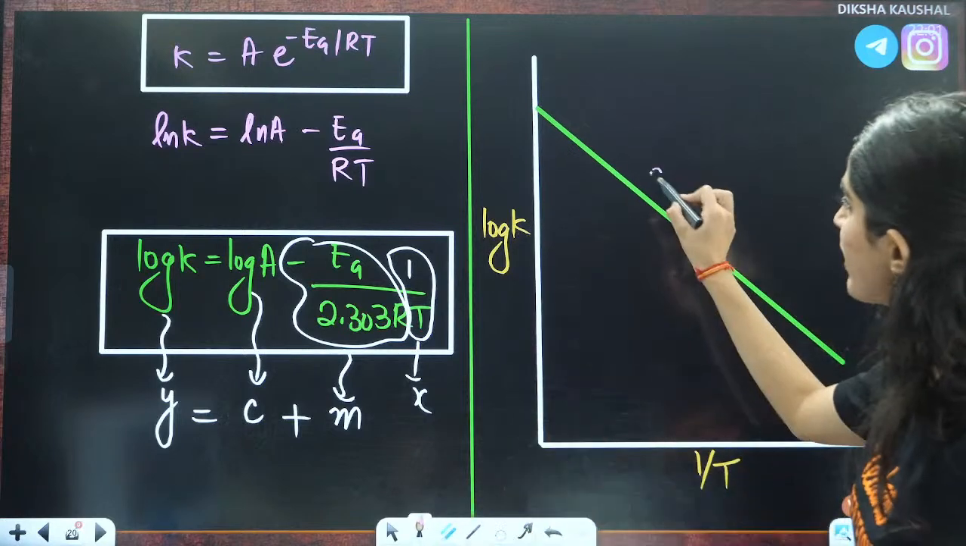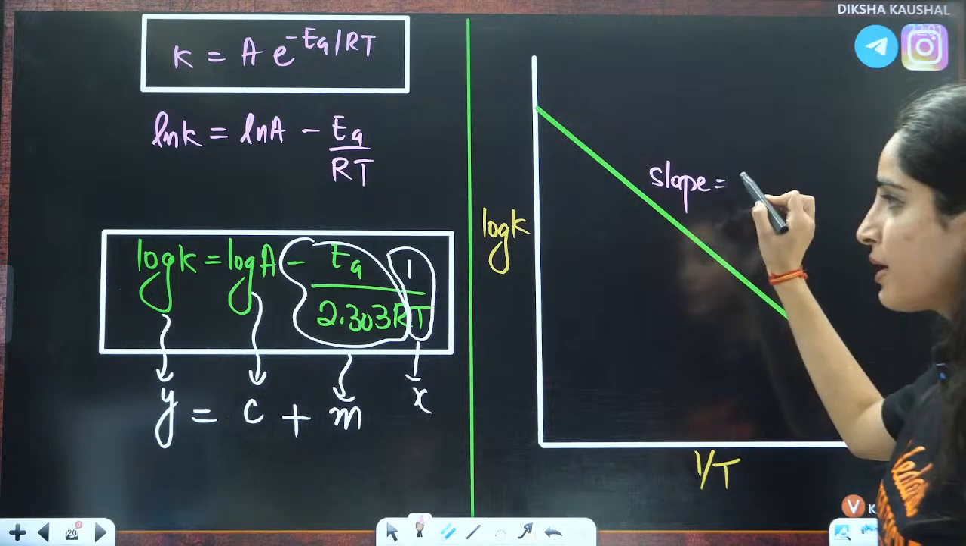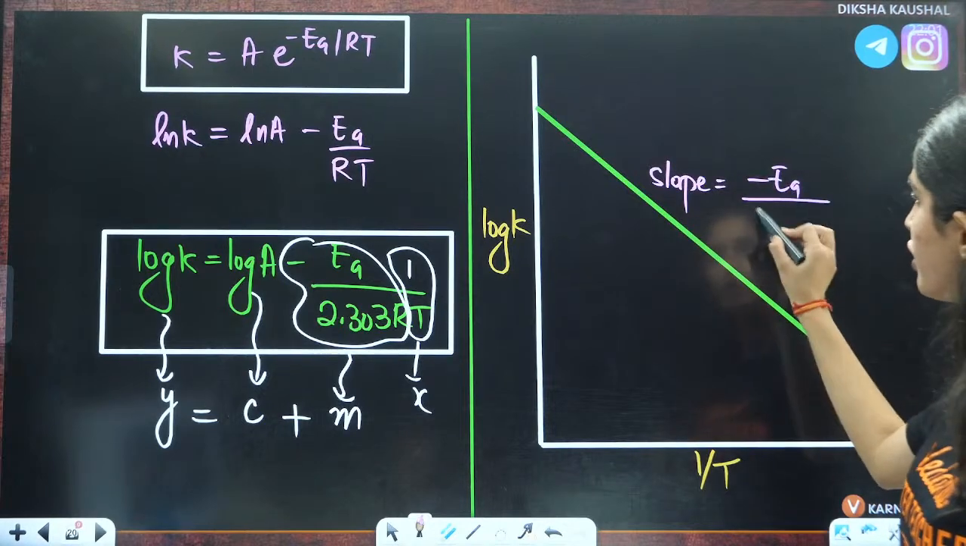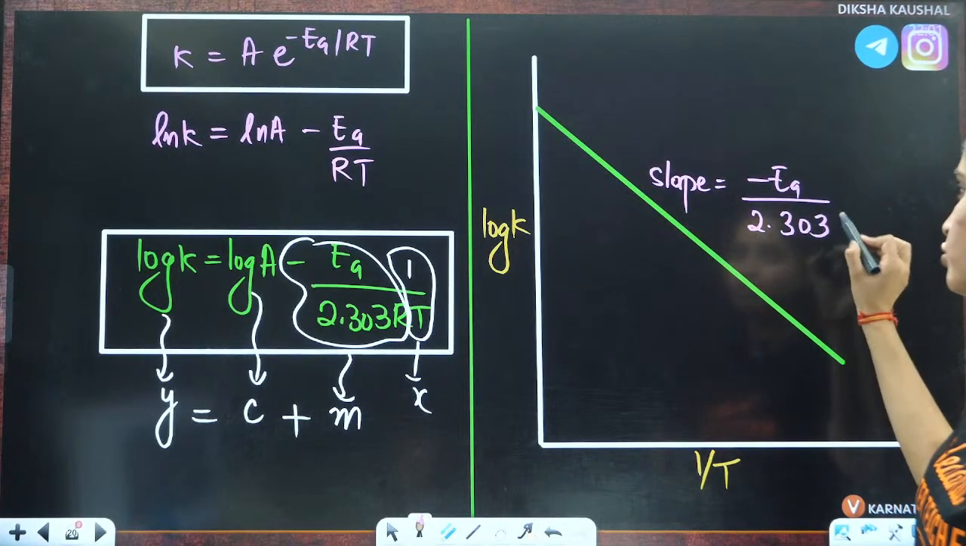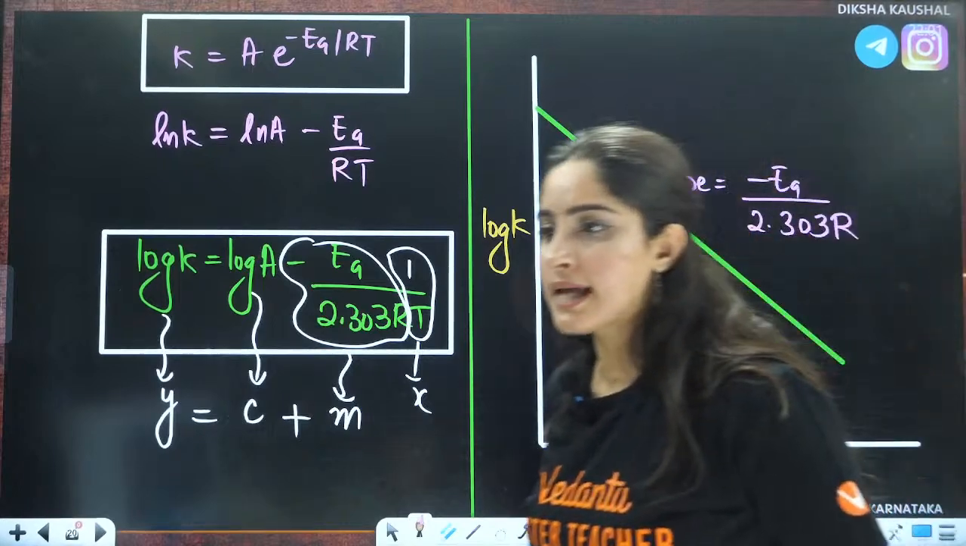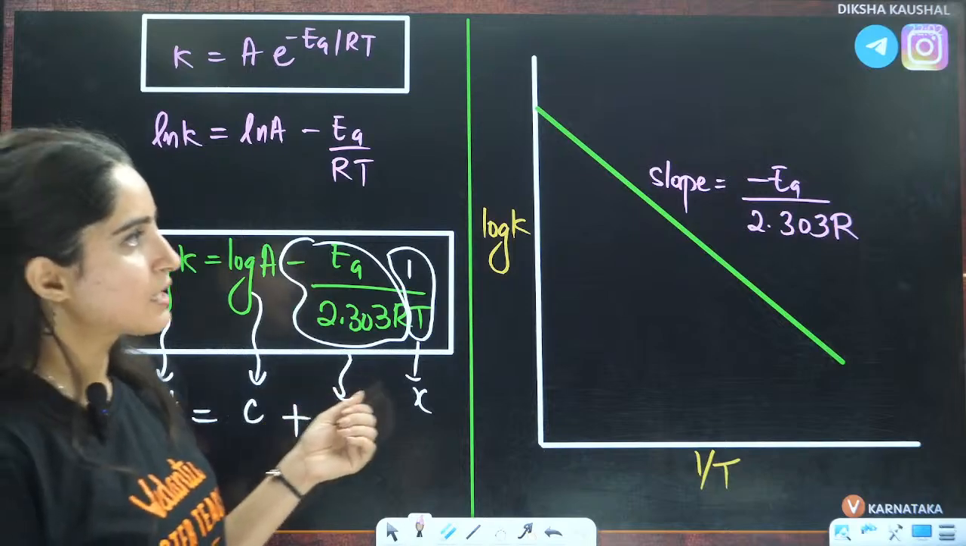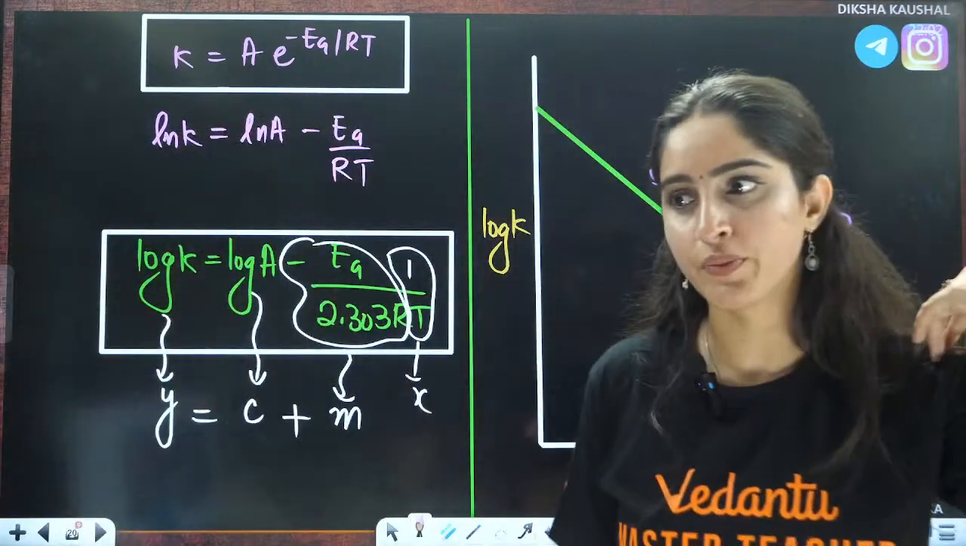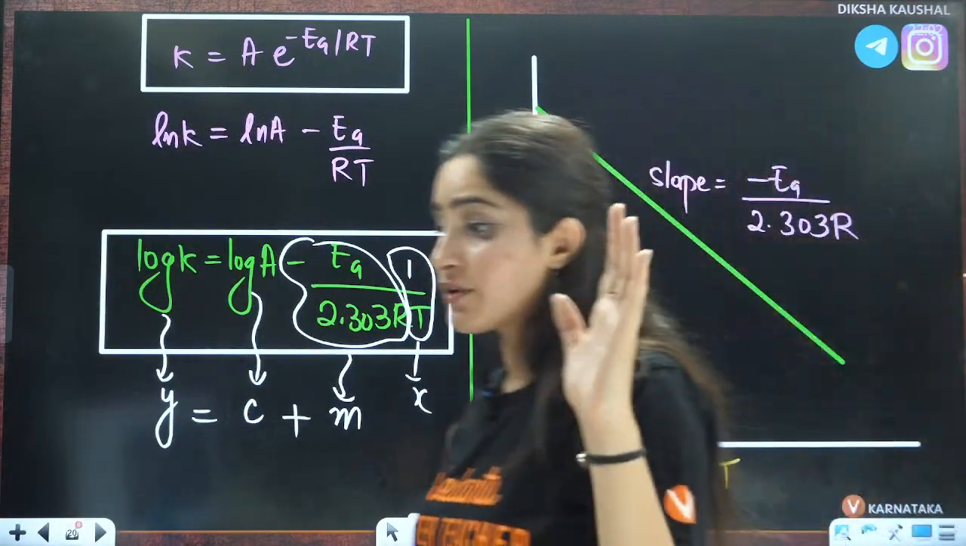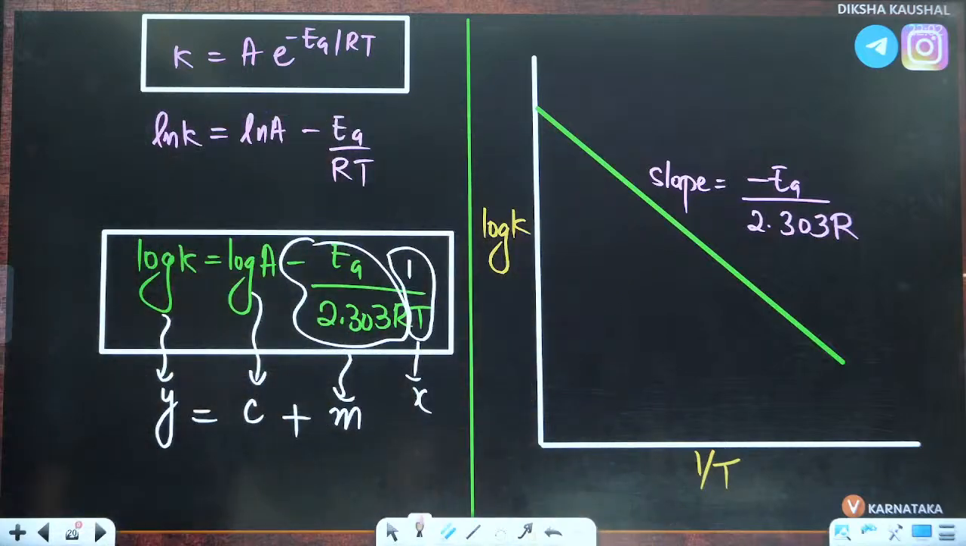They can ask you a very, very important question: what is the slope here? That is minus Ea by 2.303 R. So that is your slope. Okay students? Everybody in the chat box, is that clear or not?